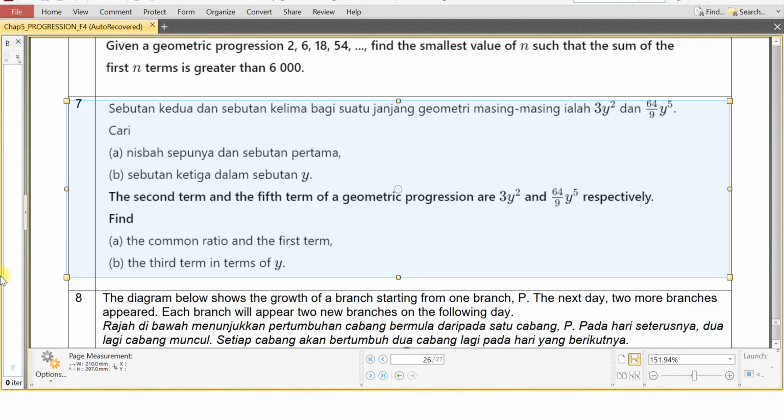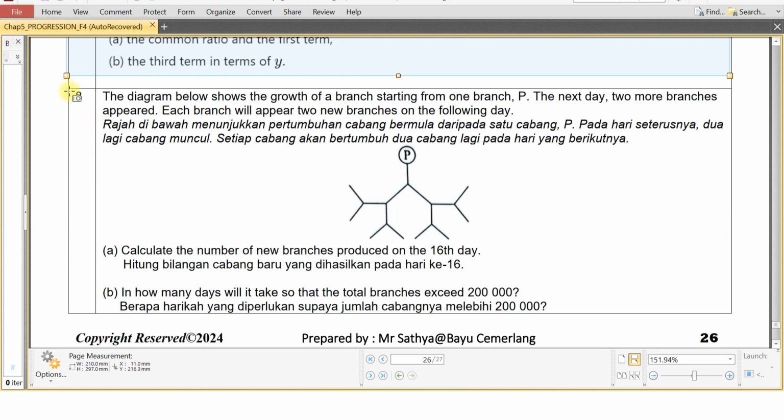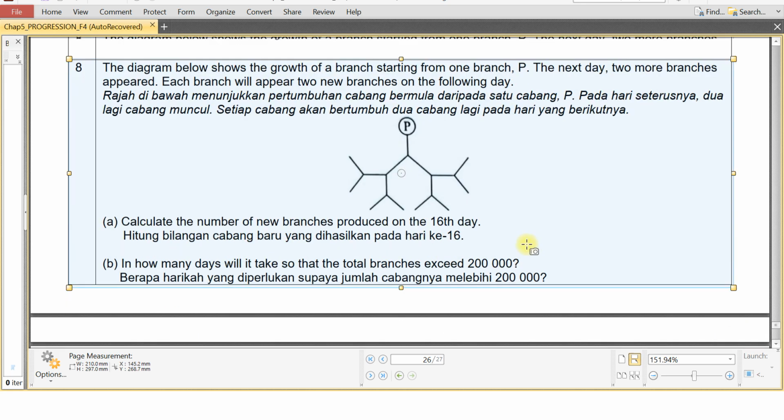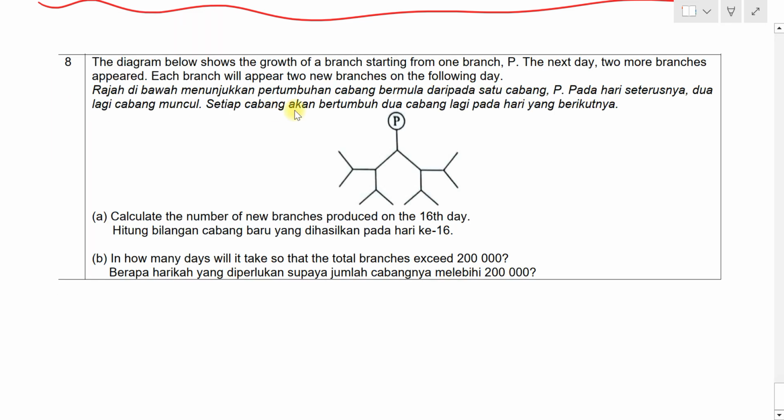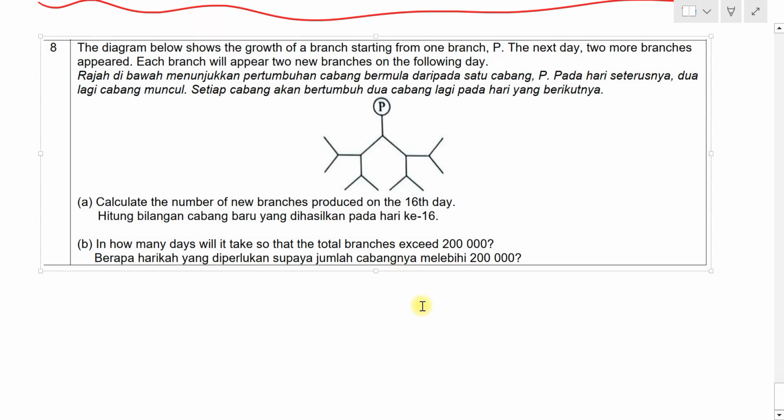Next one, number 8. The diagram below shows the growth of branches starting from branch B. The next day, 2 branches appeared. Each branch will appear with 2 new branches on the following day. First it appears with 2 branches, and these branches each appear with another 2, and so on. So what does it mean?